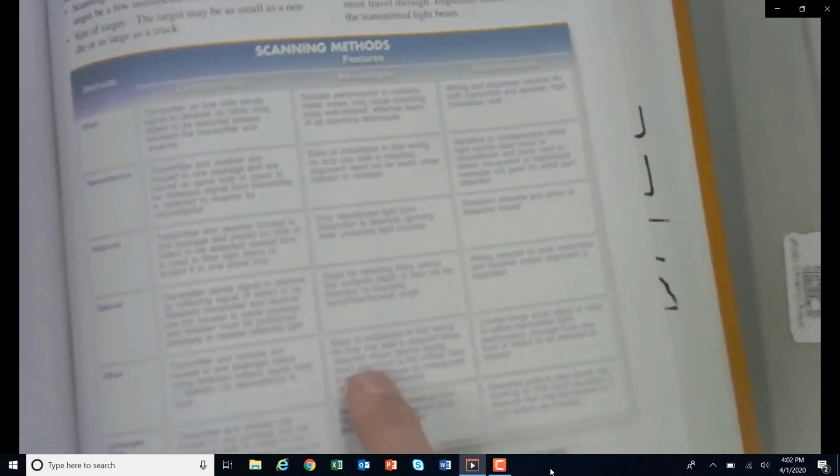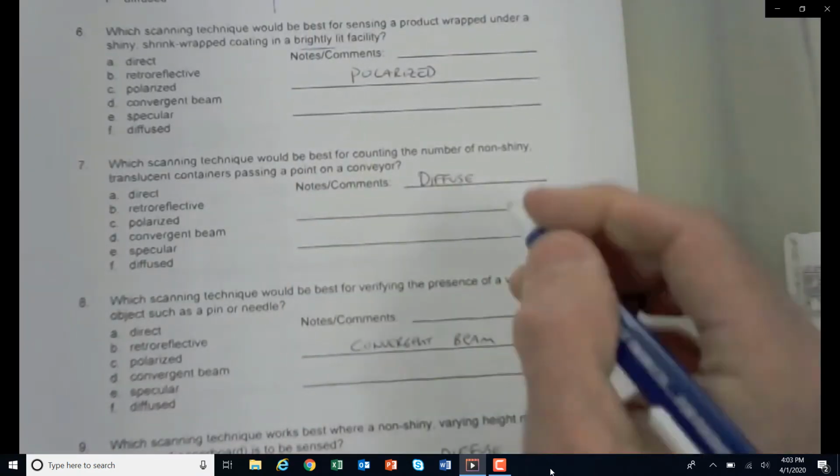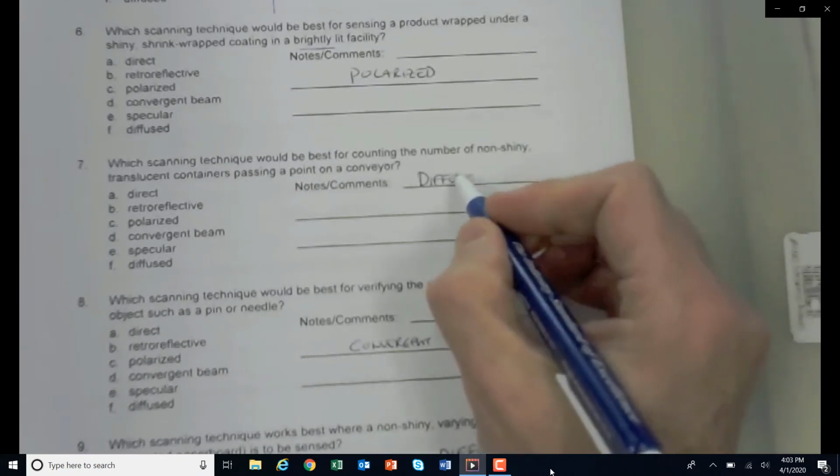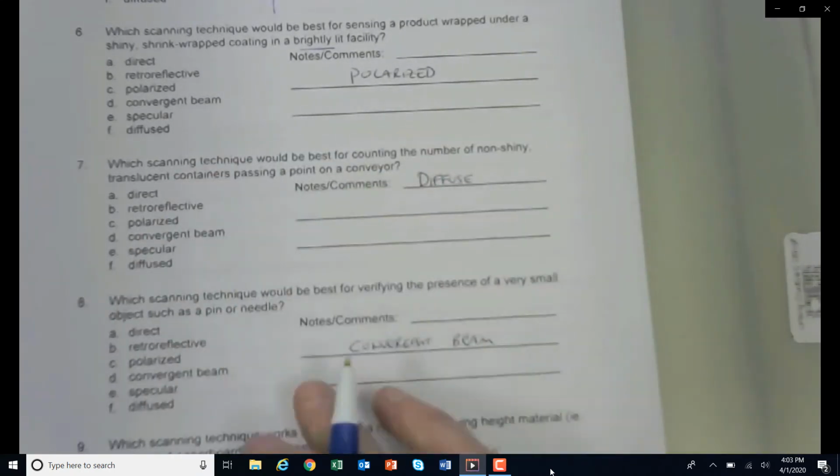So I'm thinking that a diffuse would probably work in that case. You could also, if they're non-shiny translucent, you might be able to get away with a direct on that one, but maybe one of those two would work. So that one could work.